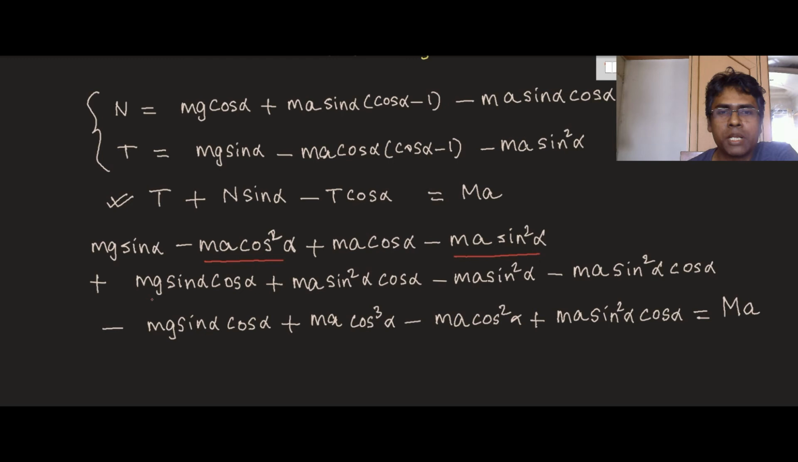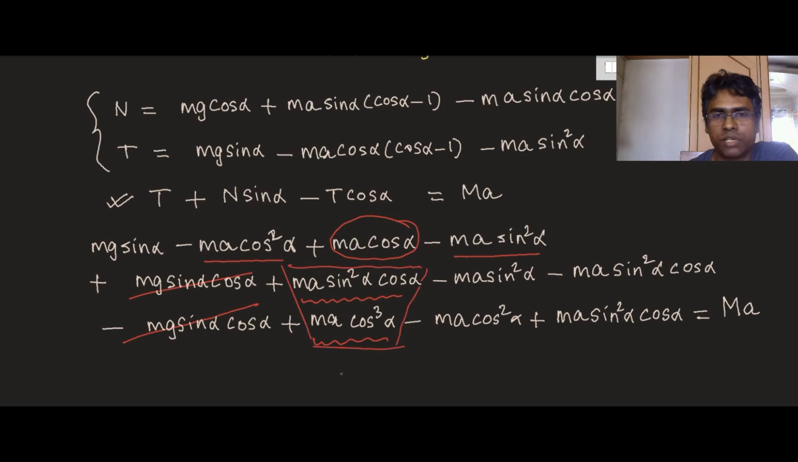Then here, if I take a look at this term and this term, if I take ma cos alpha as common, I can actually write ma cos alpha into sine square alpha plus cos square alpha. Sine square alpha plus cos square alpha is 1. So we just have ma cos alpha here. I have another ma cos alpha here. If I combine these two, I get another ma cos alpha. So just keep that in mind.